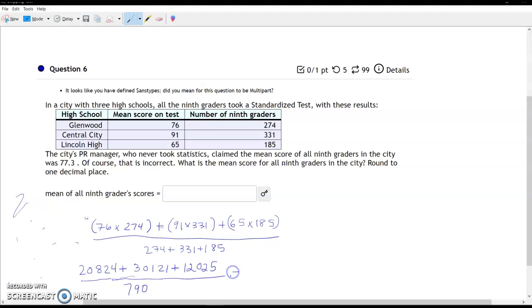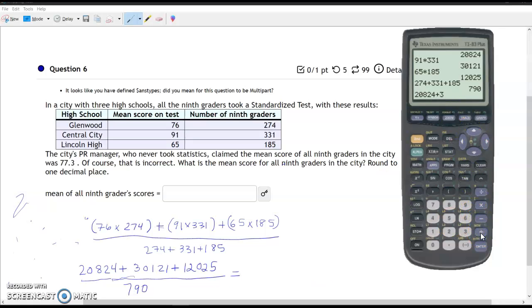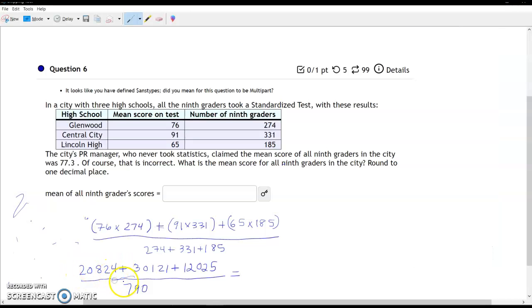At this point, I think I could put this all in the calculator and get my final answer. So I will take 20,824 and add on 30,121 plus 12,025. That gives me a total of 62,970, and I'll divide that number by 790, which gives me 79.7. So here our actual average would be 79.7 overall.